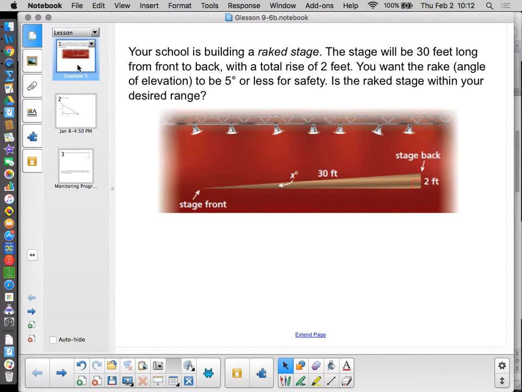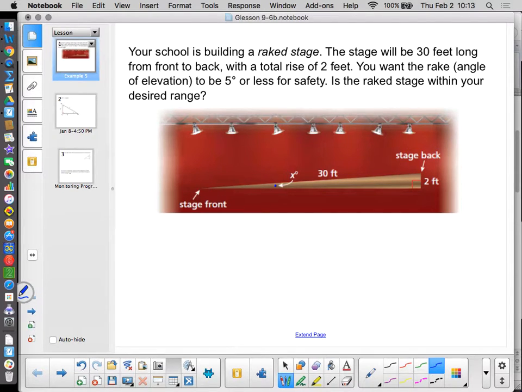Story problem. Your school is building a raked stage. The stage will be 30 feet long from front to back with a rise of 2 feet. That means the stage is placed at an angle that's lower in front and higher in back. You want the rake angle of elevation to be 5 degrees or less for safety. You don't want actors falling and rolling down the stage and landing in the audience, because actors kind of stand here, and if that angle is too steep, they're going to go tumbling down onto the floor, which wouldn't be so good. Okay? Wouldn't want that. The question is, have I kept that angle with a 30-foot depth and a 2-foot rise? Is that angle less than 5 degrees or not?